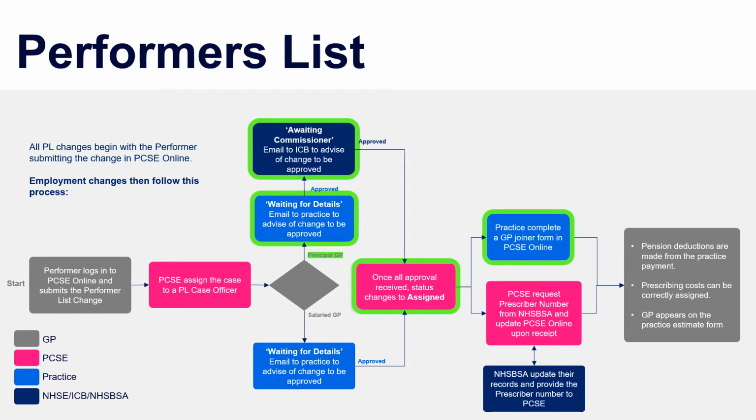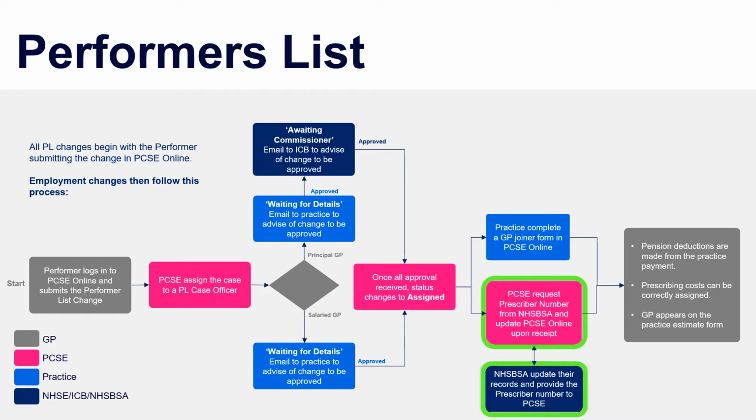If the GP in question has applied as a principal GP or has changed their status at your practice to a principal GP, i.e. GP partner, once the request has been approved by the practice, it will then be the responsibility of the Commissioner, i.e. the ICB, to start the contract change and then approve the request in PCSE Online. If the GP has submitted a request to join the practice as a principal, i.e. GP partner, the ICB will only see the request once it has been approved by the practice. Once the GP employment change request has been approved by both the practice and the ICB, this is when the practice can complete the joiner form in PCSE Online.